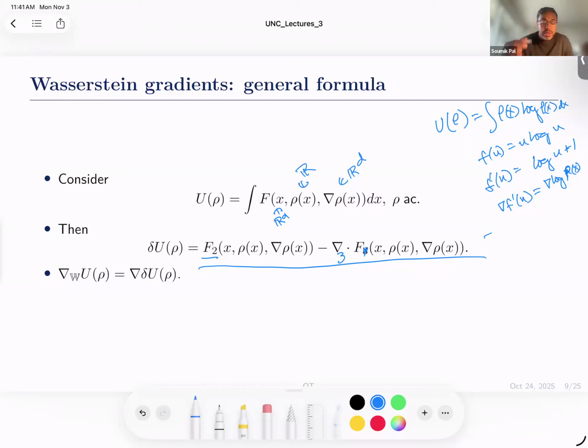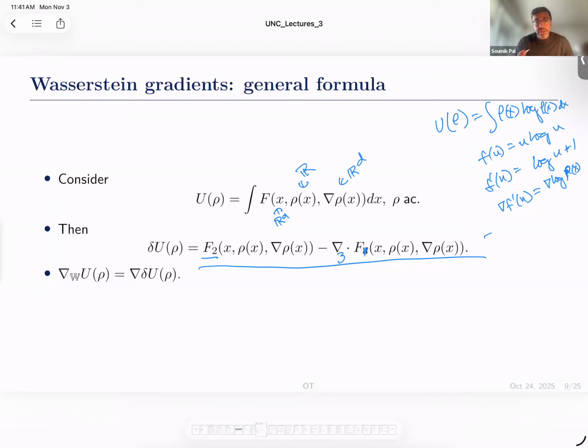So this general formula is what you will actually use in practice to calculate this Wasserstein gradient. You write it as an integral of a function of x, the position, the density, and the gradient of the density. Calculate its first variation using this formula, and then take the gradient, and that's your Wasserstein gradient. You can find this formula in, let's say, Ambrosio, Gigli, Savaré or any of the other textbooks too. Any questions? You understand this formula now.